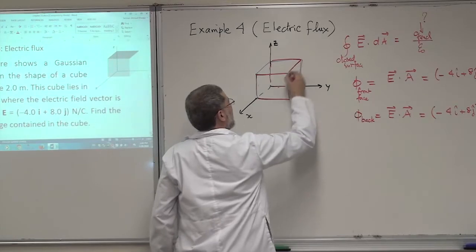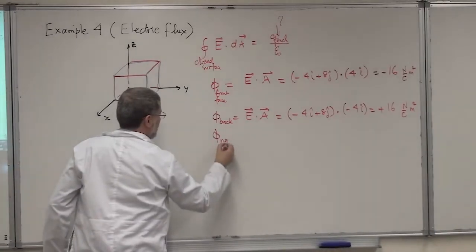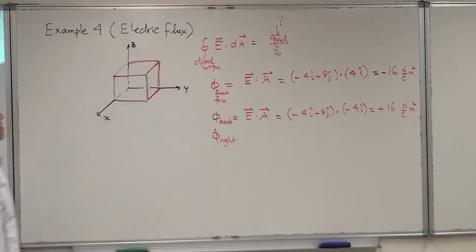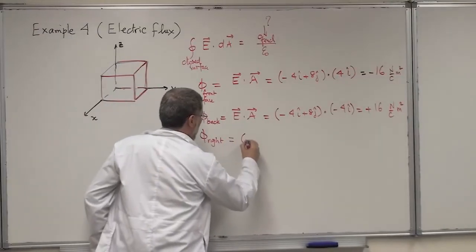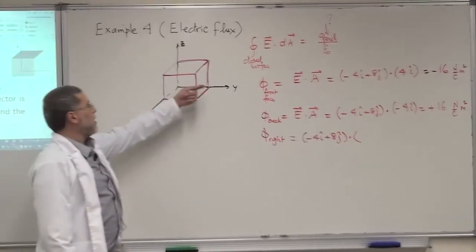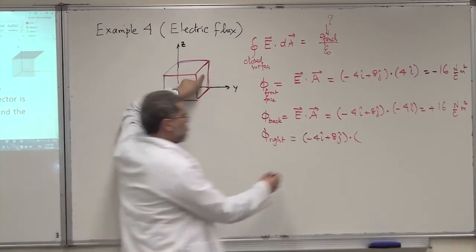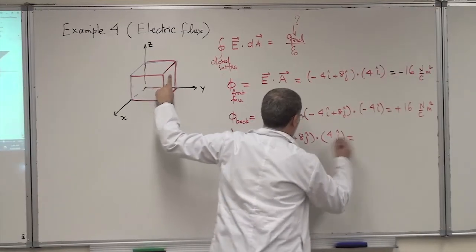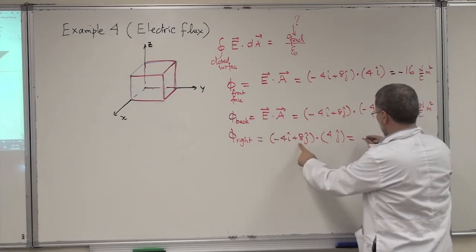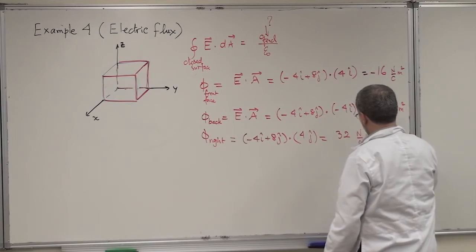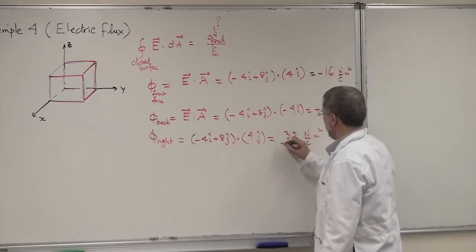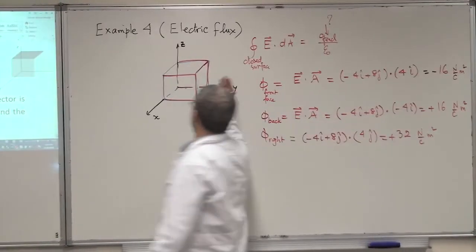Now we go to the right face, phi right, which is this face here. I'm talking about this face, the right face. Follow with me, my son. So here, again, minus 4i plus 8j dot what? Dot which vector A? Vector A is pointing in this direction for this face. It will be 4j. Okay, so i dot j will give me 0, j dot j will give me 1. So this will be 32 Newton per Coulomb meter square, and it's a plus sign. So the flux is positive on this side.